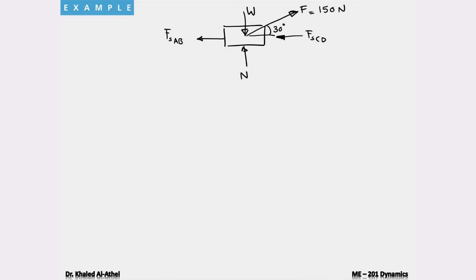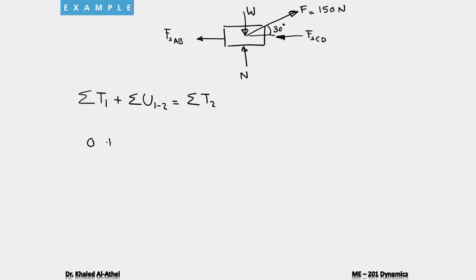Now, write the principle of work and energy. We have the principle of work and energy. So I have the summation of T1 plus the summation of the work done between 1 and 2 should equal the summation of T2. Since the problem said that it is starting from rest, T1 should equal 0.